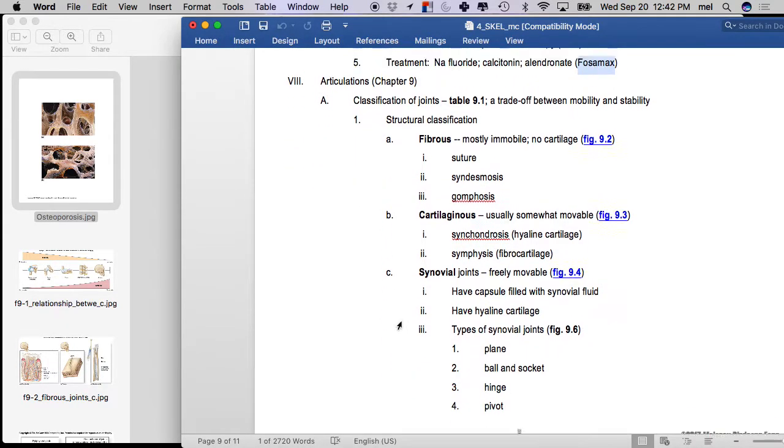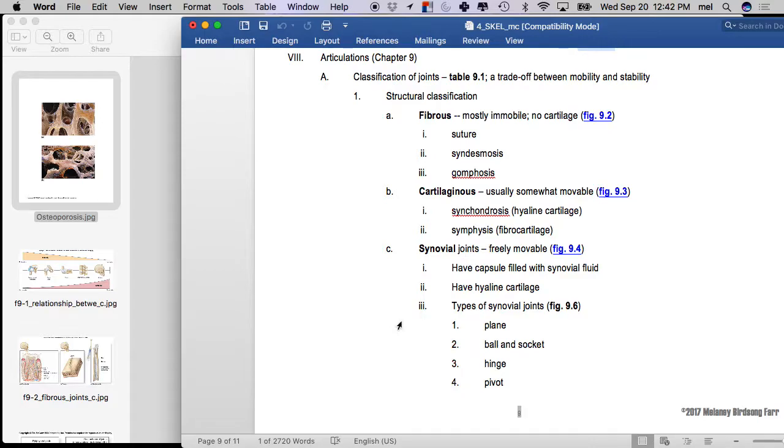Now, let's move on to articulations. And with articulations, we may not finish these. It's okay if we don't finish the disorders because I can just not ask you about them. But let's talk about articulations. Okay, so this is Chapter 9. Does that mean you're going to be tested over all of Chapter 9? No. You're going to be tested only over the stuff that is in your notes over Chapter 9.